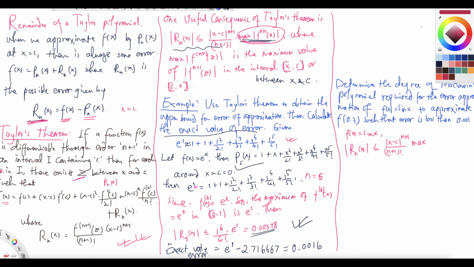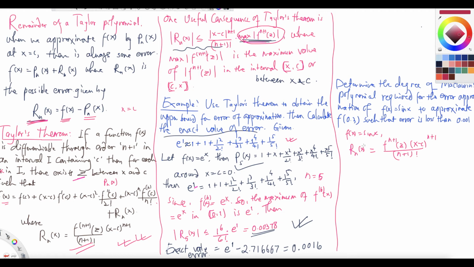Let me use that formula instead of that absolute value thing. So what I can do here is R_n(x) equals, I can use that formula, no worries. So R_n(x) equals what? f^(n+1)(g) times (x minus c) to the n plus 1, over (n plus 1) factorial. This is the error formula, right?